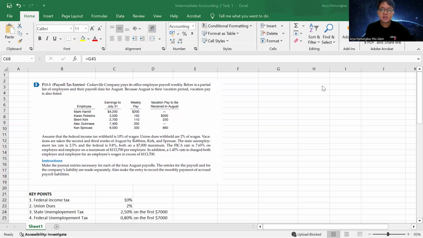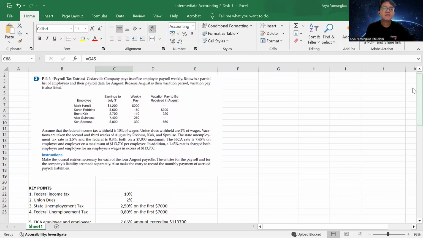This question is talking about payroll tax entries. So the question is, Federal File Company pays its office employee payroll weekly. Below is a partial list of employees and their payroll data for August. Because August is their vacation period, vacation pay is also listed. Here is the weekly payroll and the vacation pay for every employee.